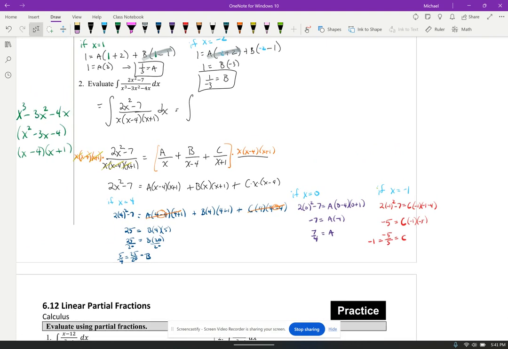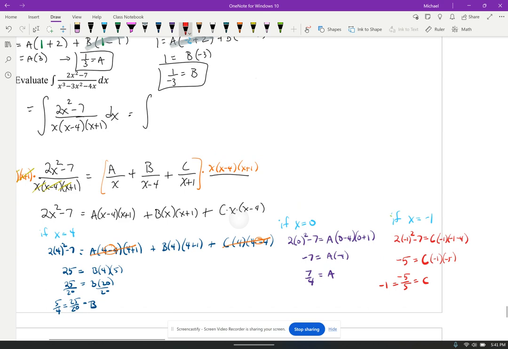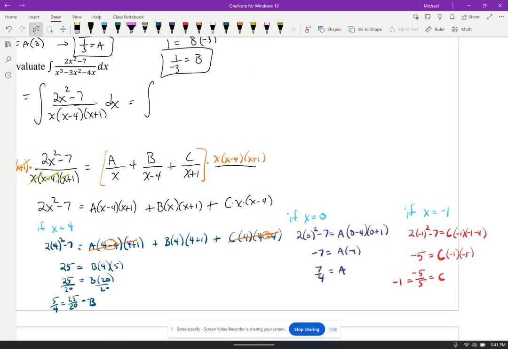Because if I know that I can decompose this into 3 partial fractions, I have now found the coefficients, the numerators of all of those. So that means here, and I'm going to try to zoom in as much as I can and still see everything. Here I can say that my a value is 7/4 over x plus my b value is 5/4 over x minus 4 plus my c value is negative 1 over x plus 1. And that is dx.